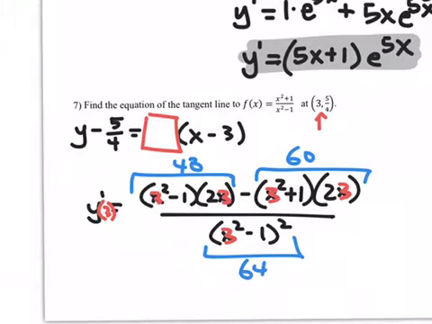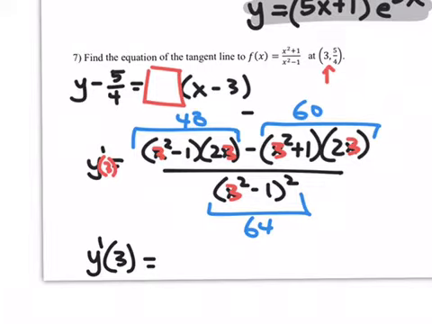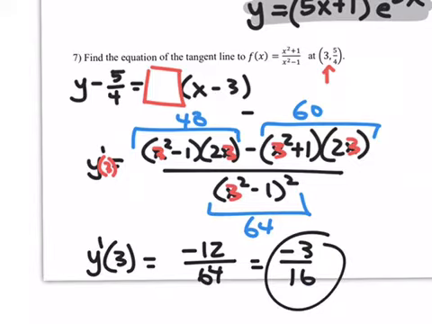Therefore, y prime at 3 would equal 48 minus 60, which is negative 12 over 64. I'm going to do a little reducing. Number that I know that goes into that is 4, so it'll be negative 3/16. Okay, so our slope here at x equals 3 would be negative 3/16. And there's the equation of our tangent line.